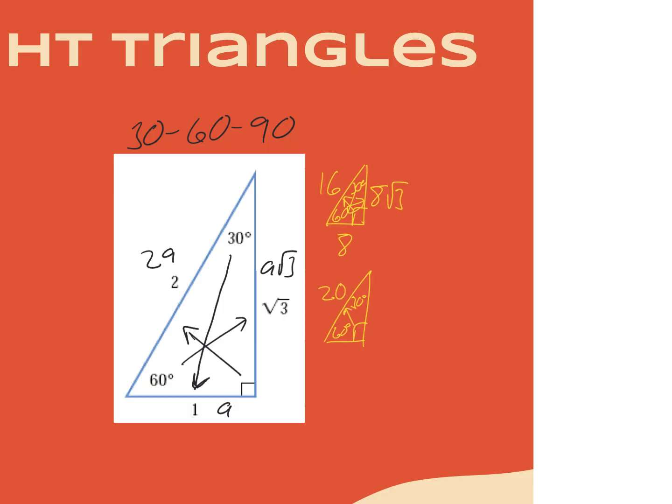I know that the hypotenuse is double the length of the shortest leg, right? So that means this side across the 30 is going to be 10, because 20 divided by 2 is 10. And then I know that the length across the 60 is going to be 10 square root of 3.